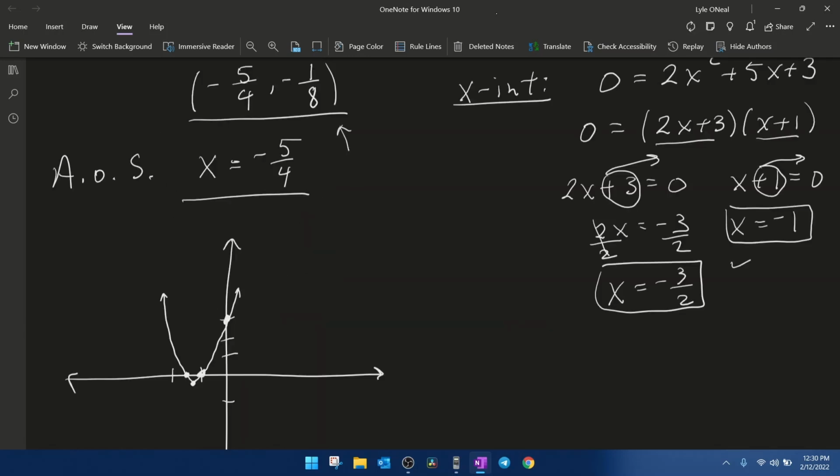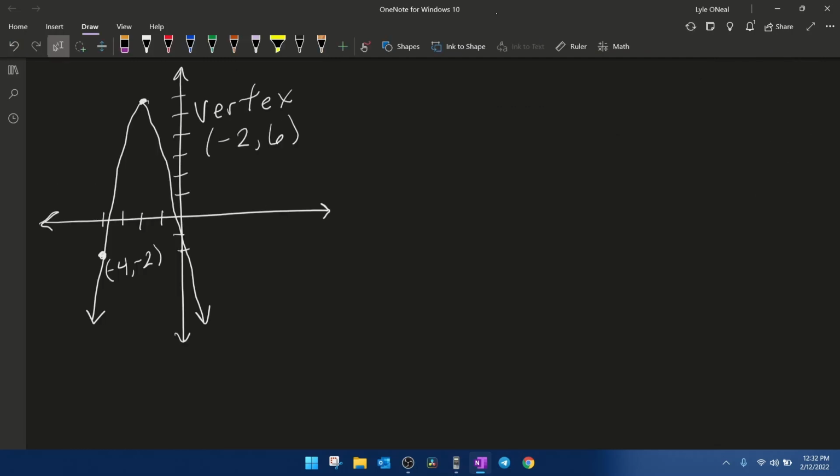And that's going to do it for that particular example. Finding all of the information they ask for and sketching the graph of the function. And for our last example in this particular lesson, we're going to look at what happens if they give you the graph of a quadratic function and they ask you to find the function. So here what we're given is the vertex.